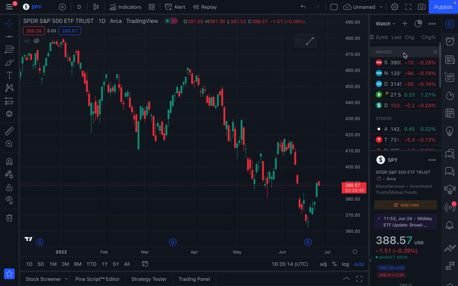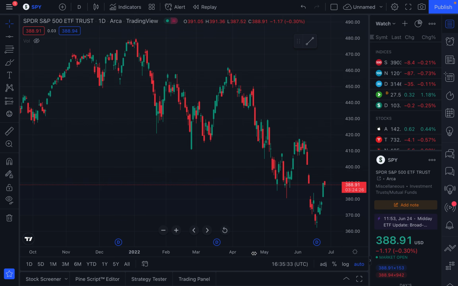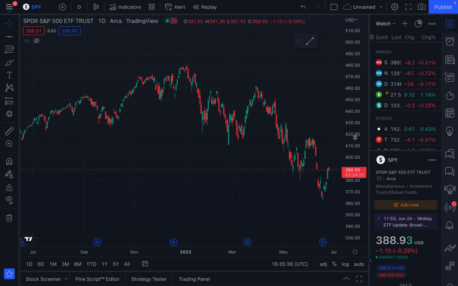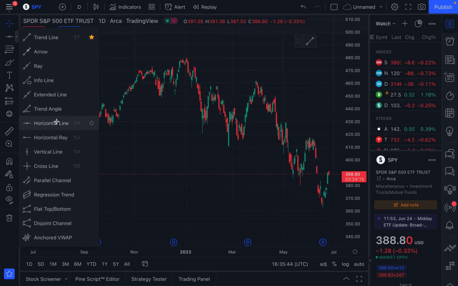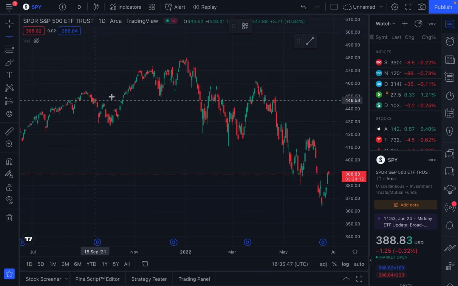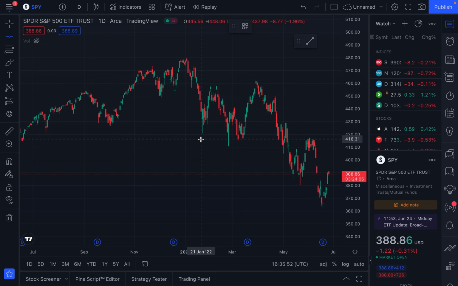So the concept is that you can use support and resistance levels to identify price points on a chart where probabilities favor a pause or reversal of a prevailing trend, okay? Let's take a look at a couple of examples. Let me zoom out a little bit and squish this a little bit. So here's what I'm going to do first. I'm going to click on horizontal line and plot a horizontal line at around this level right here, okay?